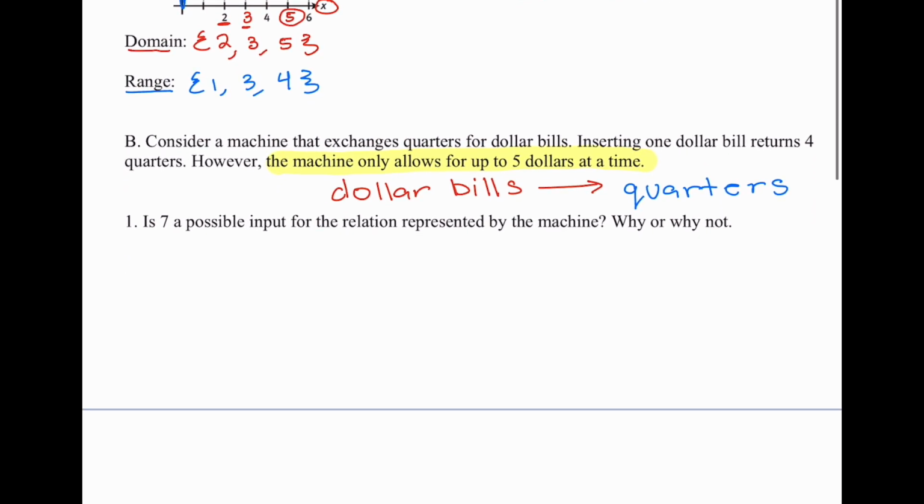Question 1 says, is 7 a possible input for the relation represented by the machine? So am I allowed to put in $7? And the answer is no. We just said that my maximum amount is $5, so no.